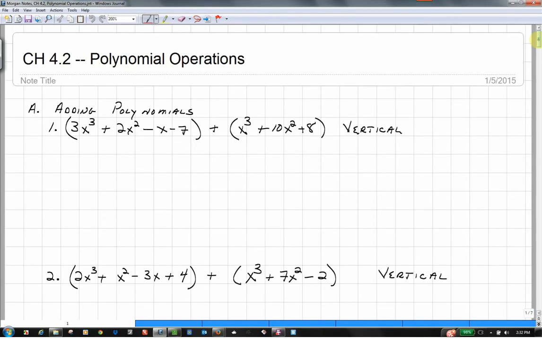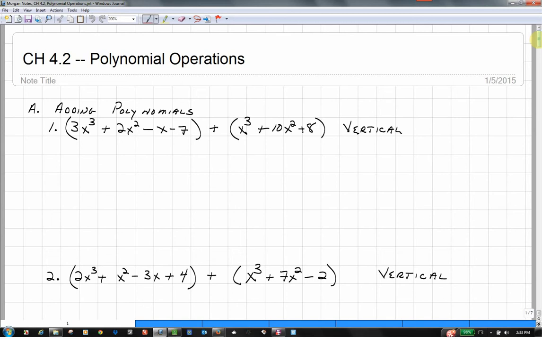Okay, this is section 4.2 in the textbook, and what it's going to be about is adding, subtracting, multiplying polynomials. Now, one of the things that the book talks about is multiplying them, adding them vertically. We're not going to do that.